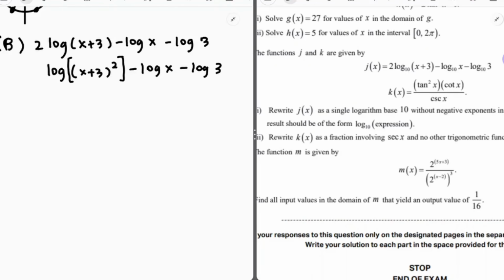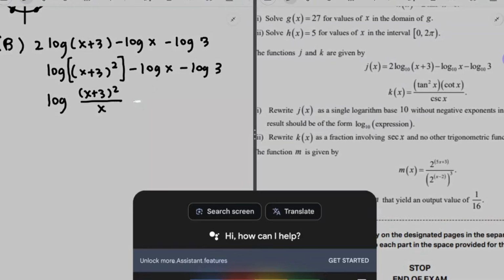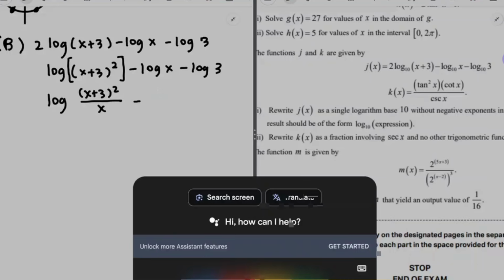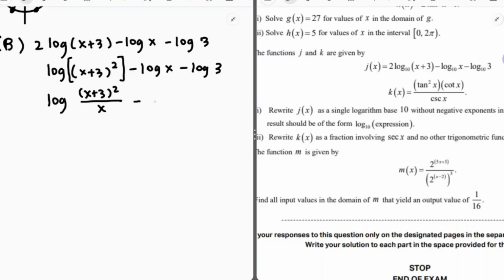Okay, now we're going to do log of x plus 3 squared over x. Subtraction becomes a division on the inside of the log. And then I'm going to be subtracting log of 3. So that's going to be divided again, and so that's just going to go into the denominator. So x plus 3 squared divided by 3x.